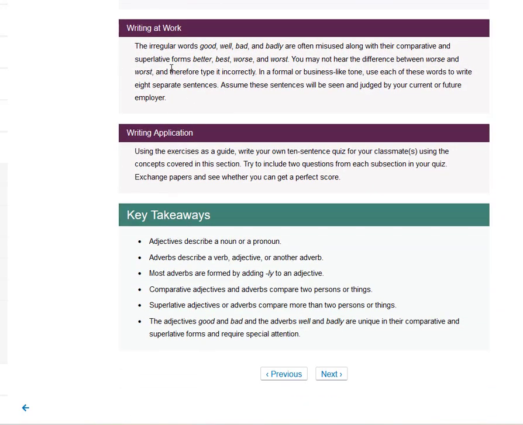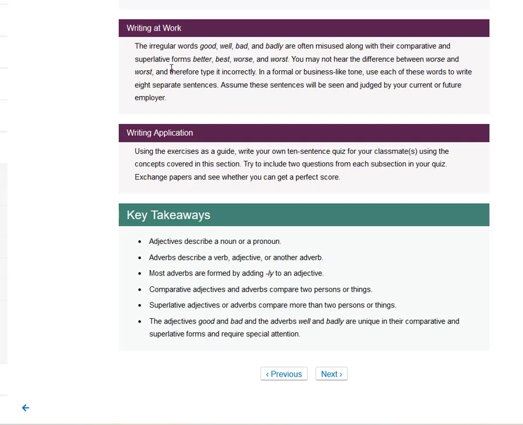So the irregular words good, well, bad, and badly are often misused along with their comparative and superlative forms: better, best, worse, and worst. You may not hear the difference between worse and worst, and therefore type it incorrectly. In a formal or businesslike tone, use each of these words to write 8 separate sentences. Assume that these sentences will be seen and judged by your current or future employer.